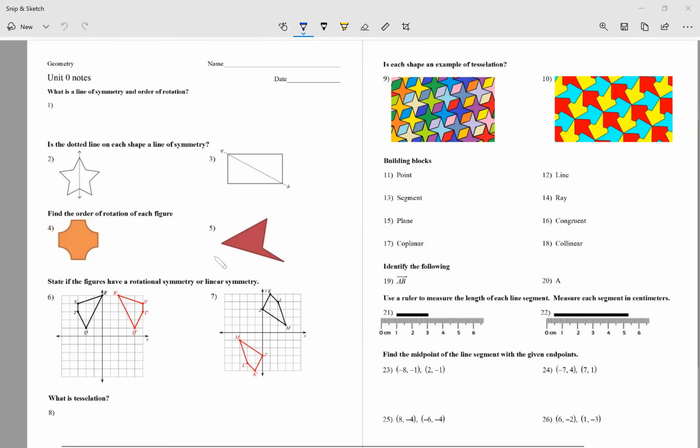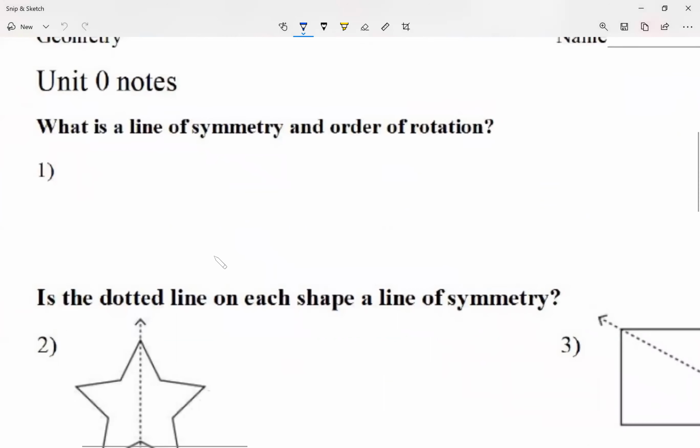All right, class, for today, we're going to be looking at our notes from questions 1 through 10. That's basically what we're going to be looking at. We're starting our unit. In geometry, we're going to start looking at symmetry. We have line of symmetry and we have symmetry in order of rotation.